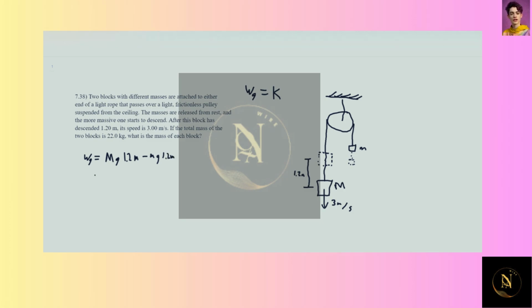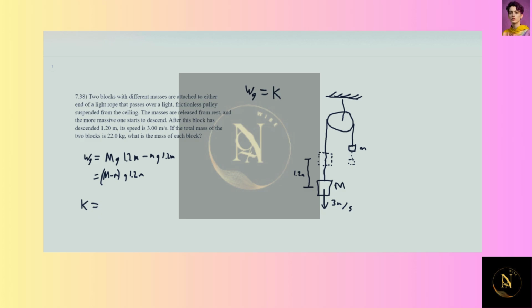Okay, so then we're going to simplify this a little bit. So we have big M minus little m, g, 1.2 meters. And then that's just going to be our difference in potential energy from the first state to the second state.